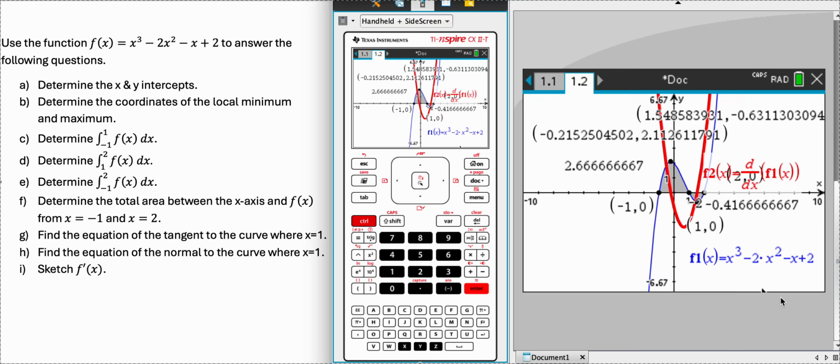So hopefully that is a quick tutorial to help you to do that. I did skip over h actually, and that's because you can do that without anything on your calculator. Just remember that the slope of the normal curve is the negative reciprocal of the tangent. So if it was -2 before, this would just be +1/2.